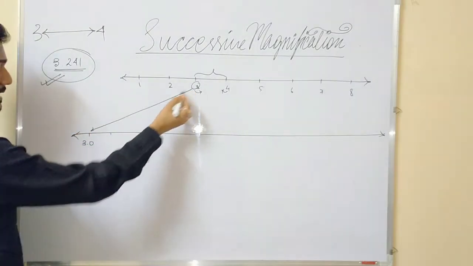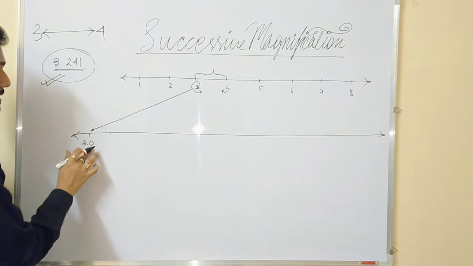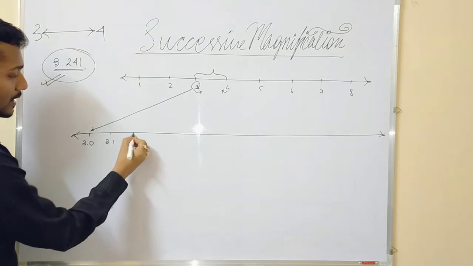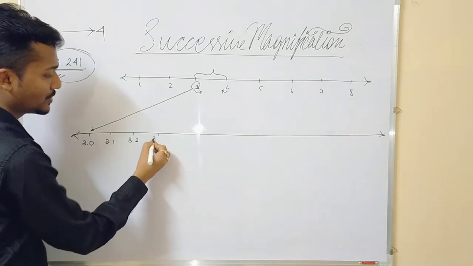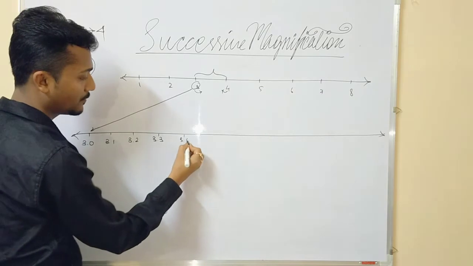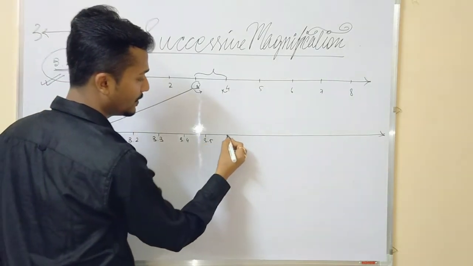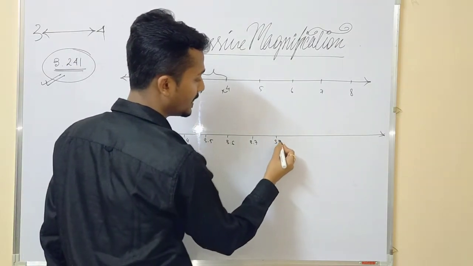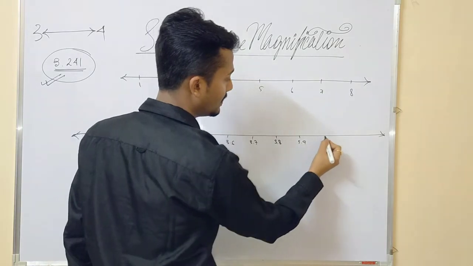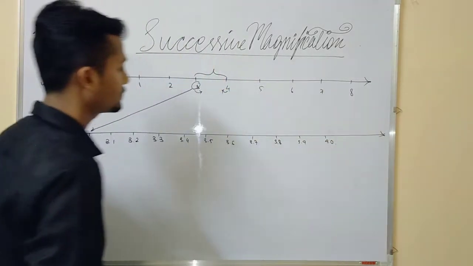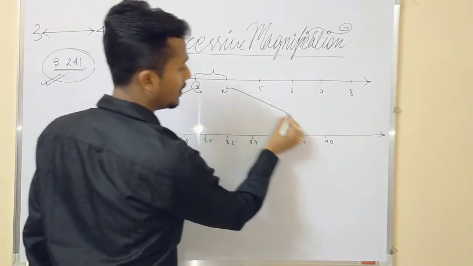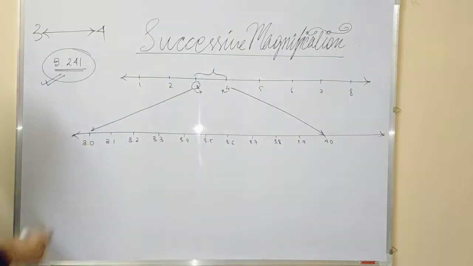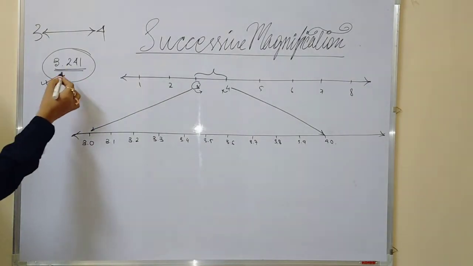So first, 3 I am taking here. 3 means can I write 3.0? Both are equal? Yes or no? Next will be 3.1, 3.2, 3.3, 3.4, 3.5, 3.6, 3.7, 3.8, 3.9, 4.0. 4 means 4.0.